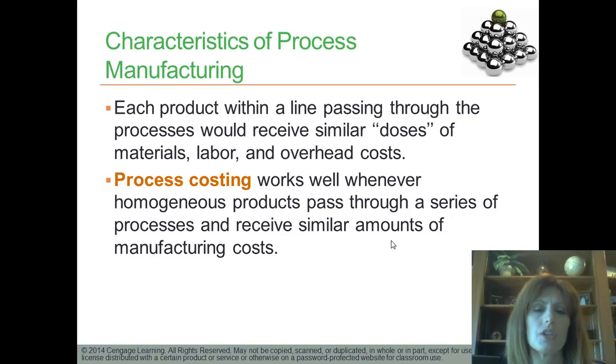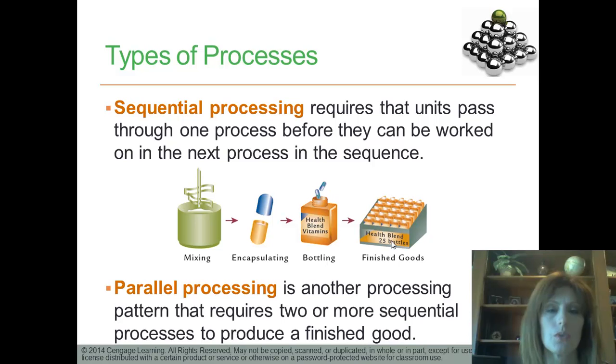So in other words, pretty much homogeneous products. They have the same type of activities being performed to them, and the output is about the same amounts of cost. So process costing usually is sequential. So here's an example showing you, you can also follow that example in the book, making a pill. We mix it, we put it into the pill container, we bottle, we finish goods. We may be making different pills, but obviously they're all going to be going through the same basic steps.